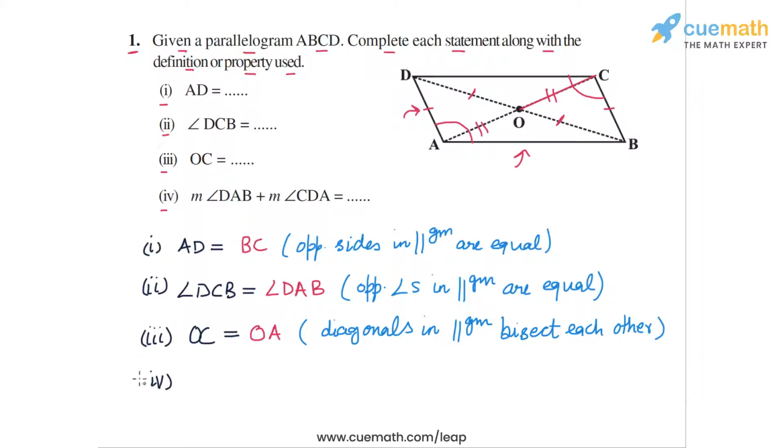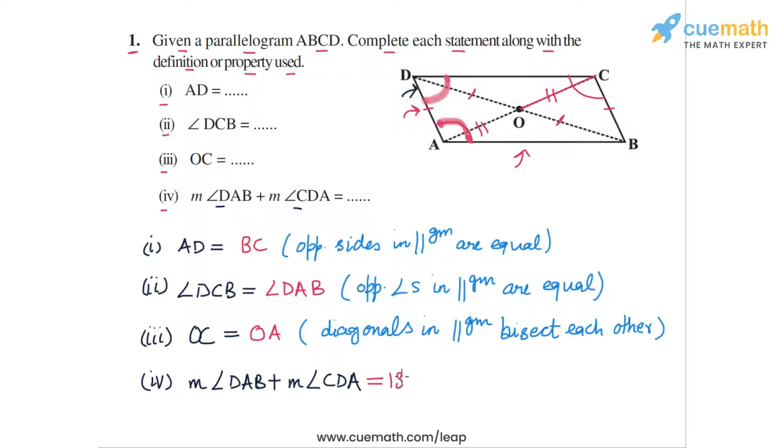And then finally for statement 4, we have the measure of angle DAB plus the measure of angle CDA. So let's analyze these two angles. What are these two angles? Angle DAB is this angle here, and angle CDA is this angle here. We can see that these two angles are adjacent angles of the parallelogram, so they must be supplementary because they are interior angles on the same side of this transversal AD and the parallels AB and DC. So their sum must be equal to 180 degrees.